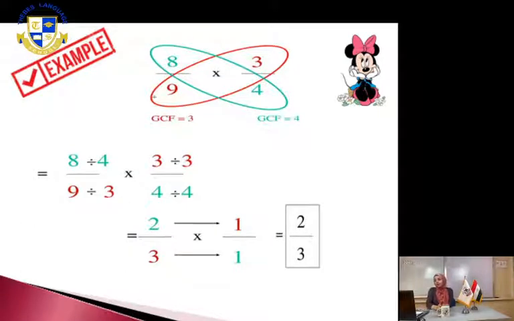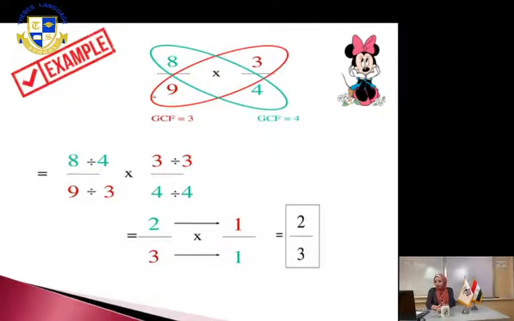Another example here, 8 over 9 multiply 3 over 4. Let's start. We can simplify the fractions. How? By using the butterfly method. 8 over 9 multiply 3 over 4. We circle here 8 and 4, and 3 and 9. Okay? 8 and 4 are divisible by 4 and 2. So what will we take here? We are going to take the greatest common factor, which is 4. Excellent. 8 divided by 4 will be 2, and 4 divided by 4 will be 1.